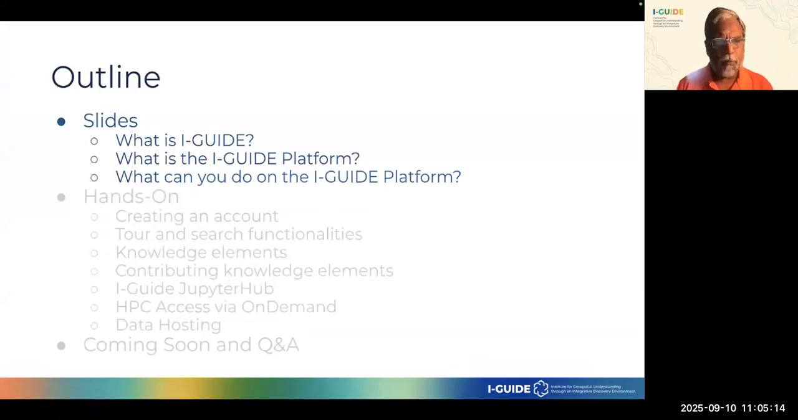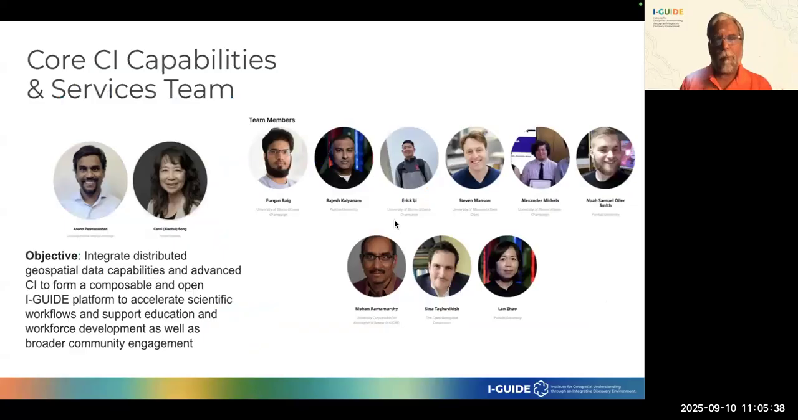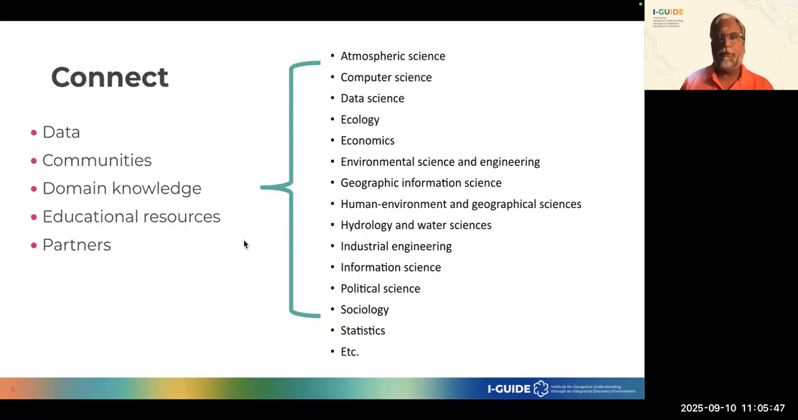Most of you here might know what iGuide is, but if you don't, iGuide stands for the NSF-funded Institute for Geospatial Understanding through an Integrative Discovery Environment. That integrative discovery environment is what we call the iGuide platform, and that's what we are going to share in this session today. This is work from our whole CI team. iGuide has three main core themes that we work on: map, connect, and discover.